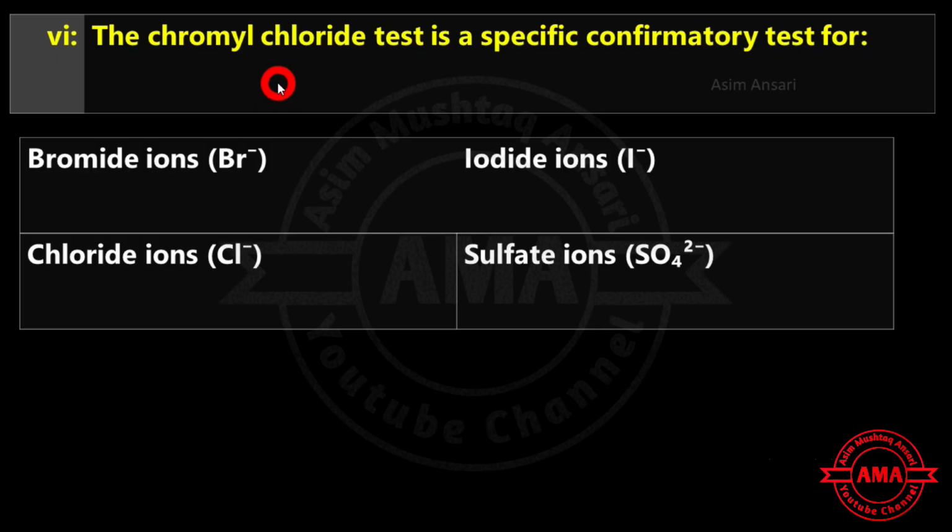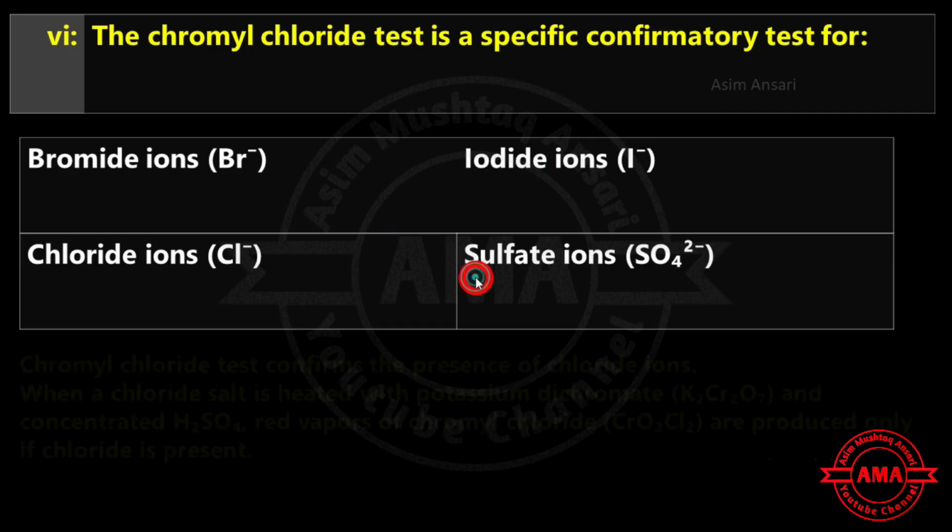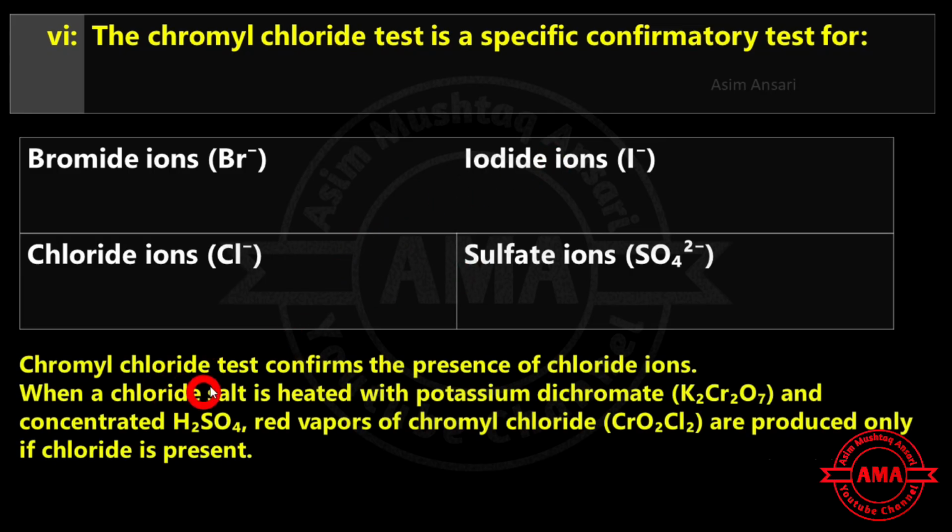Next is: the chromyl chloride test is a specific confirmatory test for bromide ion, iodide ion, chloride ion, or sulfate ion. There, the chromyl chloride test confirms the presence of chloride ion. When a chloride salt is heated with potassium dichromate and concentrated sulfuric acid, red vapors of chromyl chloride are produced only if chloride is present. So C option is correct.